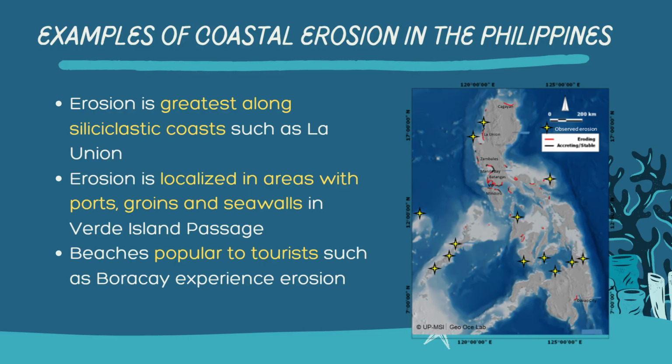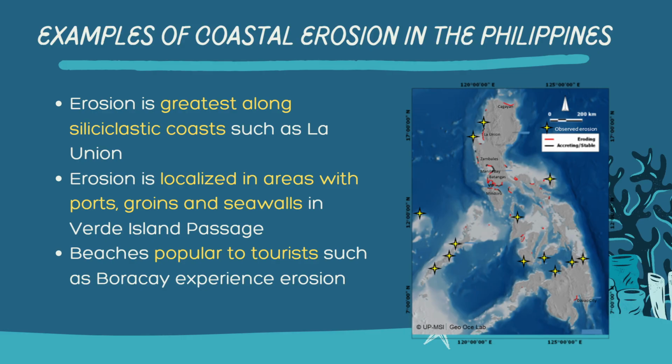Erosion is greatest along siliciclastic coasts such as La Union. Siliciclastic refers to non-carbonate sediments that are sourced from older rocks and are typically delivered to the coast via rivers. In the Verde Island Passage, erosion is localized in areas with ports, groins, and seawalls. Beaches popular to tourists such as Boracay experience erosion. Furthermore, since island beaches are typically narrow, erosion of even just a few meters is already becoming a cause for concern. Thus, in order to address these issues, we must identify the factors that contribute to coastal erosion.